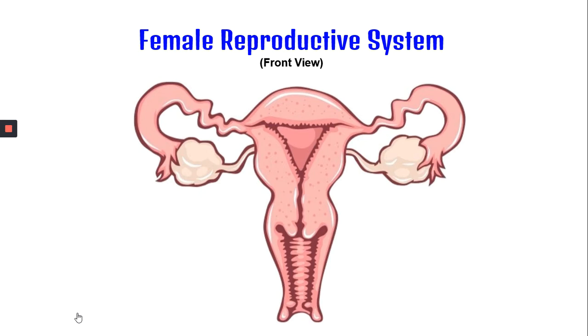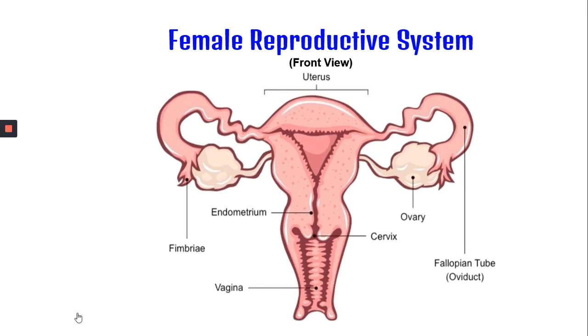In the front view of the female reproductive system, you can see that it is made up of a pear-shaped structure called the uterus. Two extensions from either side of the uterus are the oviduct or the fallopian tube. They have finger-like projections at their ends. These are called the fimbriae. The lining of the uterus is thick, rich with blood supply and muscular. That is called the endometrium.